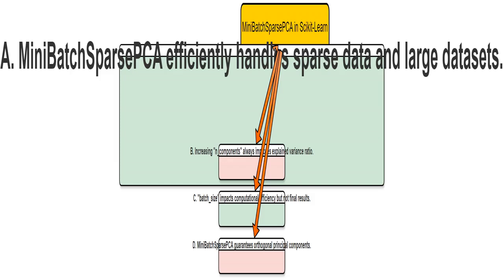This statement is true. Exactly. MiniBatchSparsePCA is designed for efficiency with large datasets that don't fit entirely in your computer's memory because it uses small batches of data for processing. It also handles sparse data with many zeros very effectively.